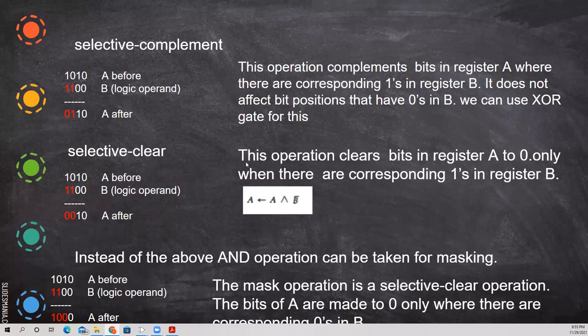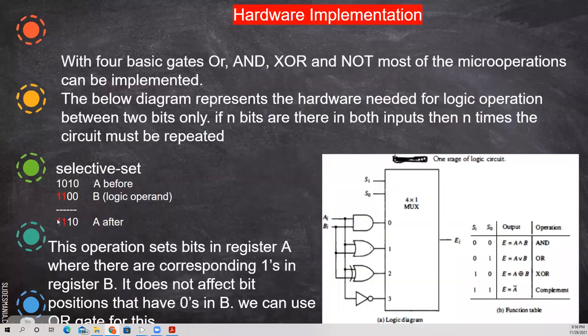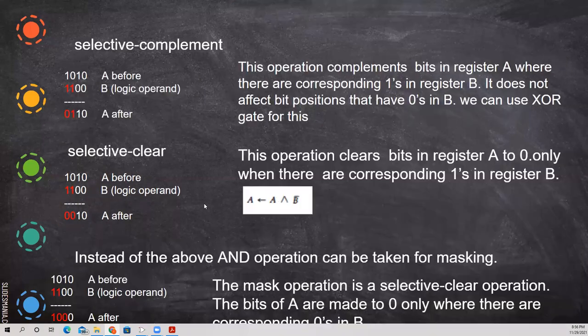Then selective clear. The notation used is here, like this. So what happens? This operation clears bits in register A to 0, only wherever there are corresponding ones in B. Here, the respective bits are cleared. How we made the respective bit 1 wherever there are 1, here we are making the respective bit 0. So if you see this, here there is no change. Means it is 0. Here there is no change. But here 1, it is already 0, so no change. But here it is 1. I want to clear the bit in A. So now clear means put a 0. So this will be made 0 here. This is what selective clear is.